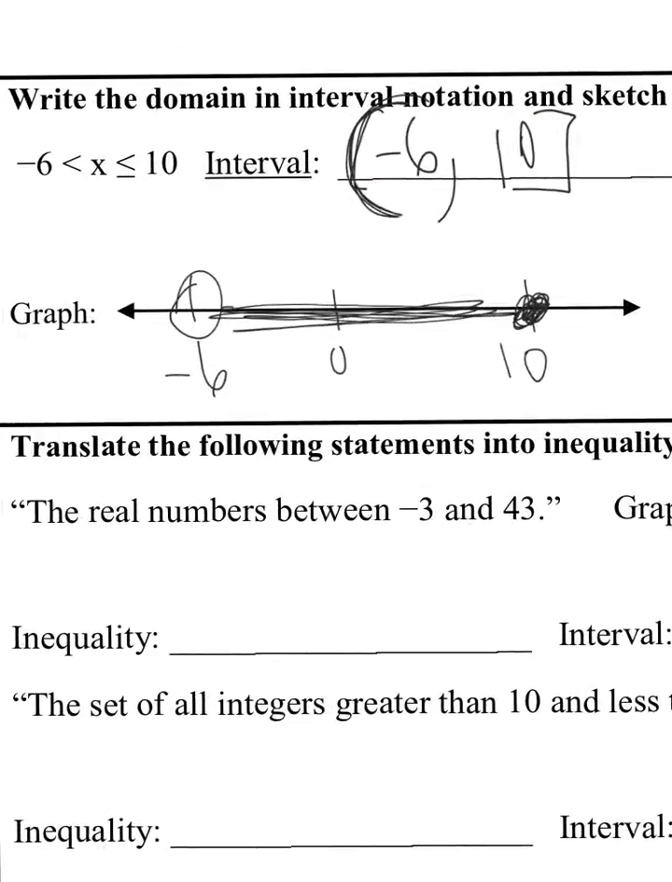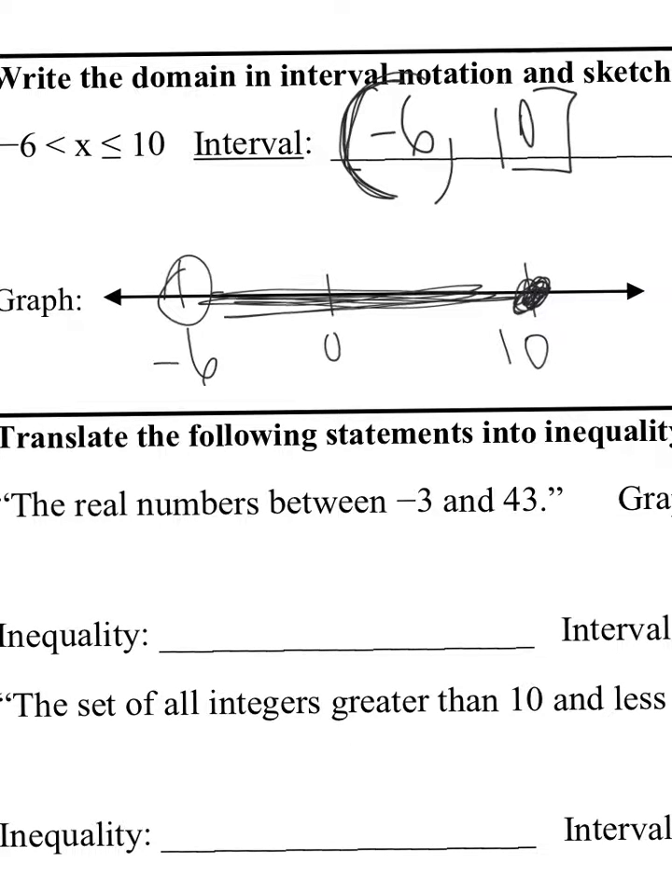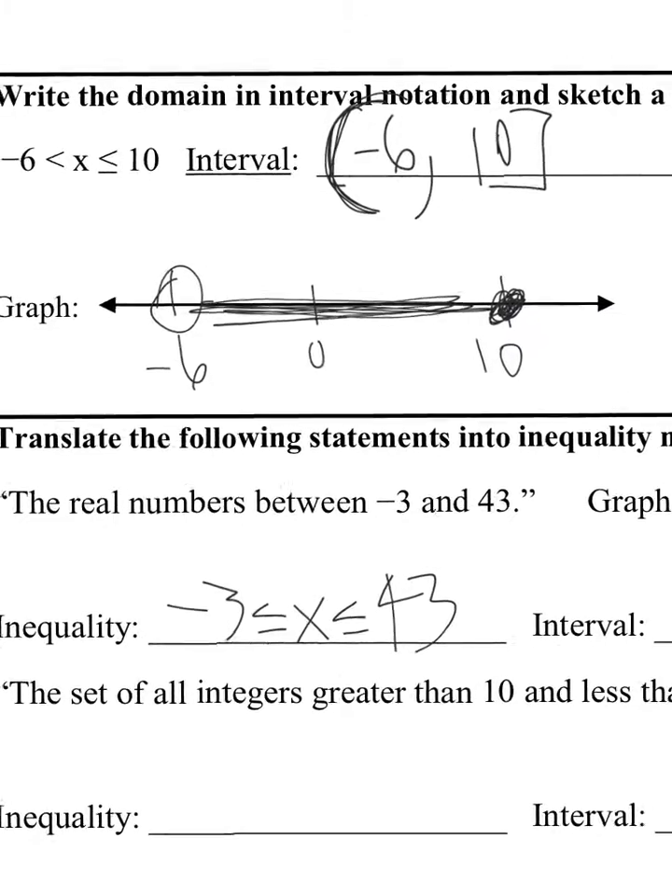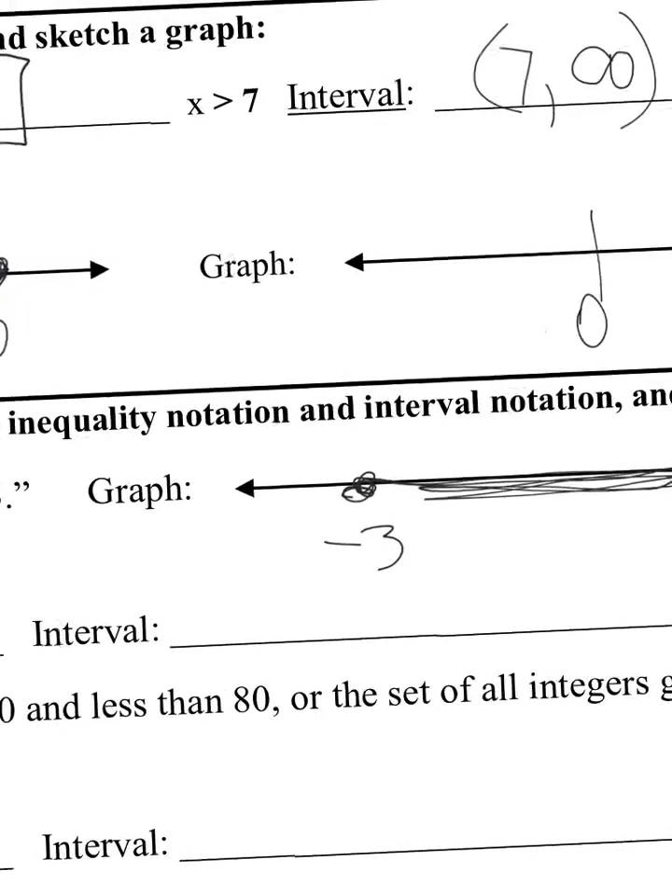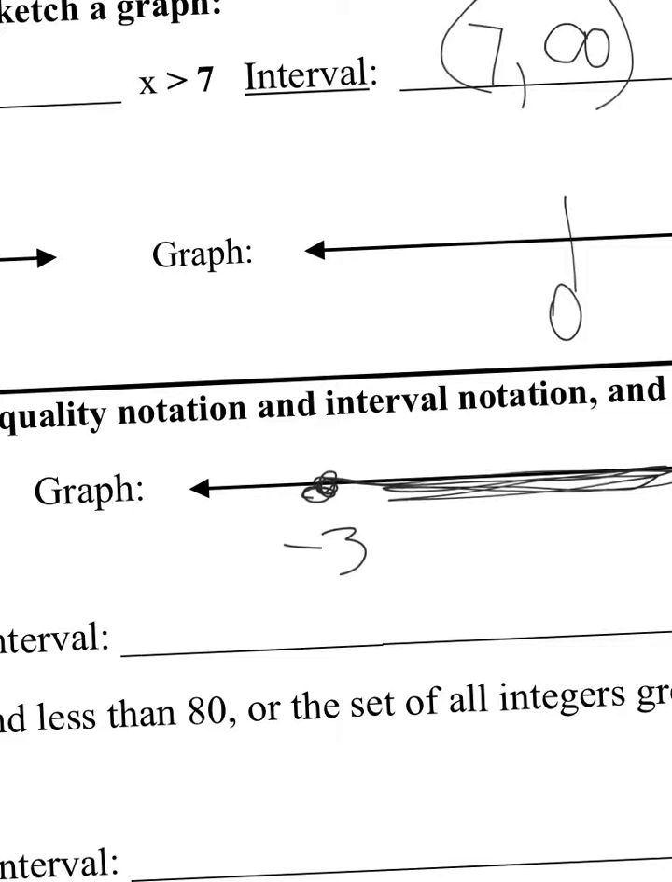So inequality, I'll say -3 less than or equal to x less than or equal to 43. Again, because it didn't say anything like less than -3 or greater than -3, but less than 43. It just said between -3 and 43. So that's why you're assuming it's filled in. So the interval, -3 in a bracket and 43 in a bracket.